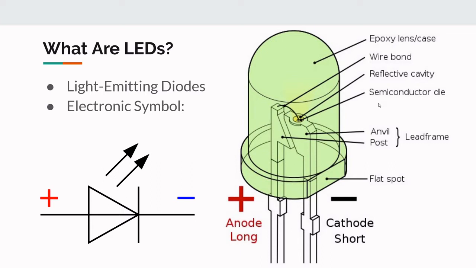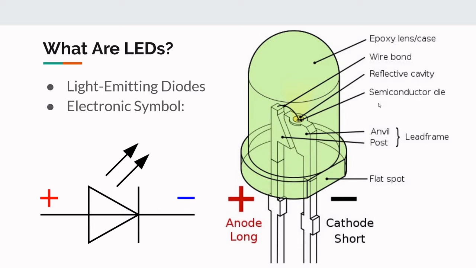The flat bottom surfaces of the anvil and post make up the lead frame that are embedded inside the epoxy lens/case to act as anchors to prevent the conductors from being forcefully pulled out, as well as making the LED different colors and enhance the brightness.